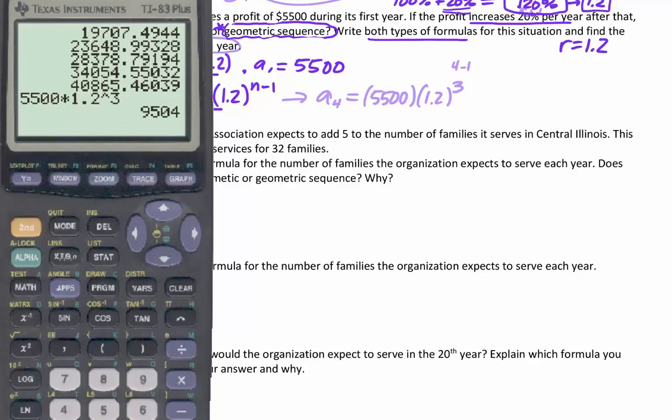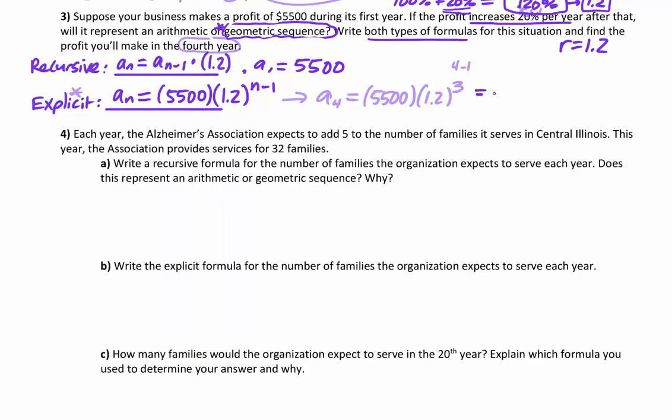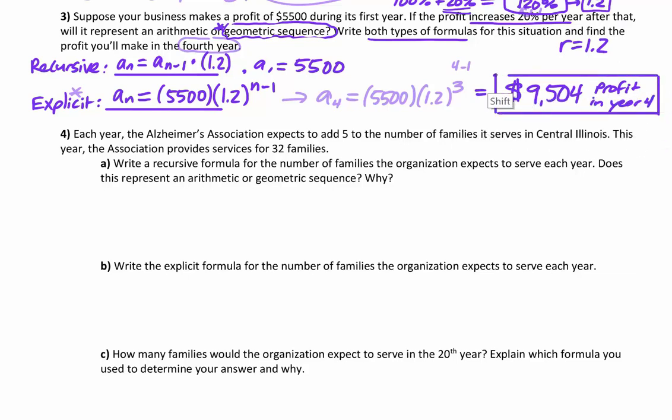And it was actually the $9,504 that I passed along the way. So labeling this 9,504 and saying that is the profit in year 4 probably is a good idea. Okay, the more description you have, the clearer that answer will be for someone else who's reading into the situation.